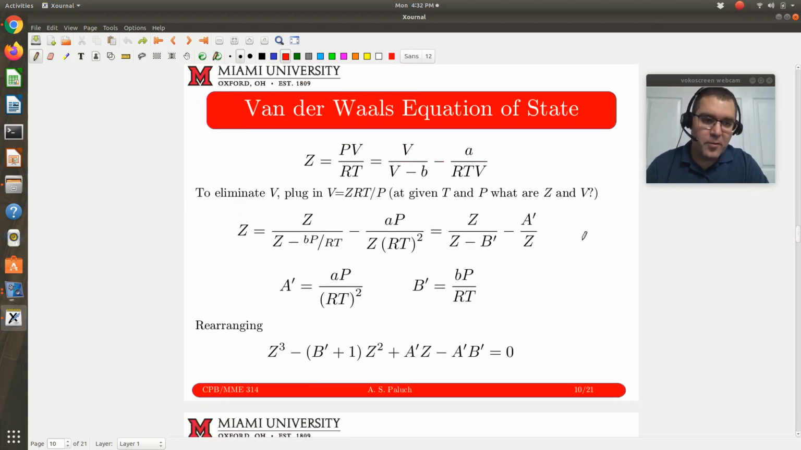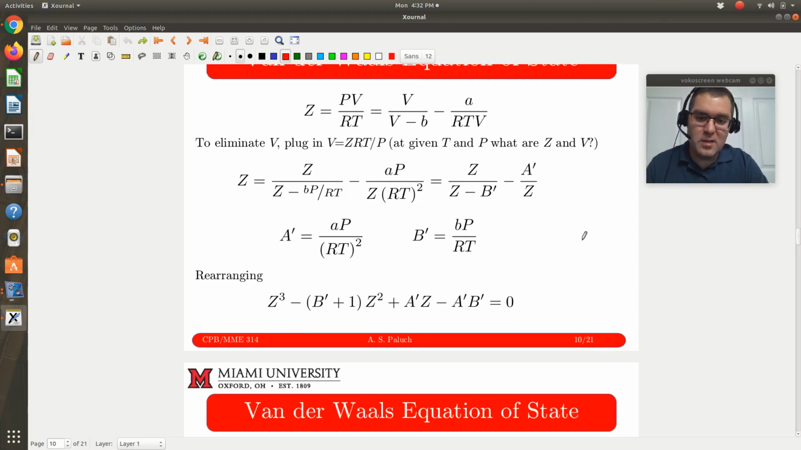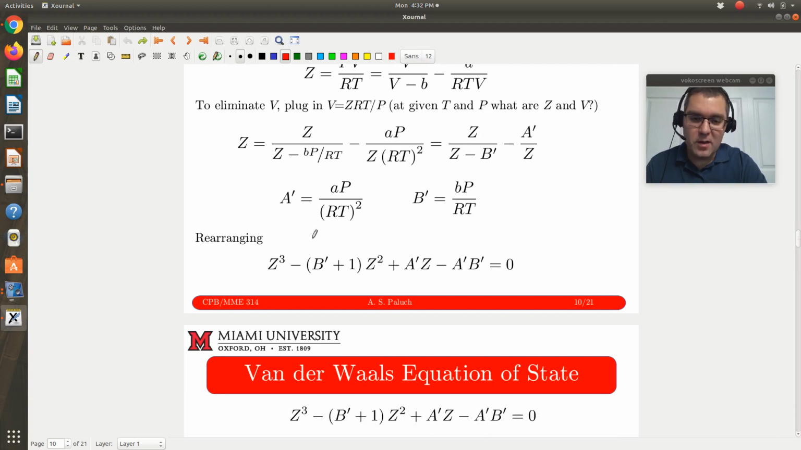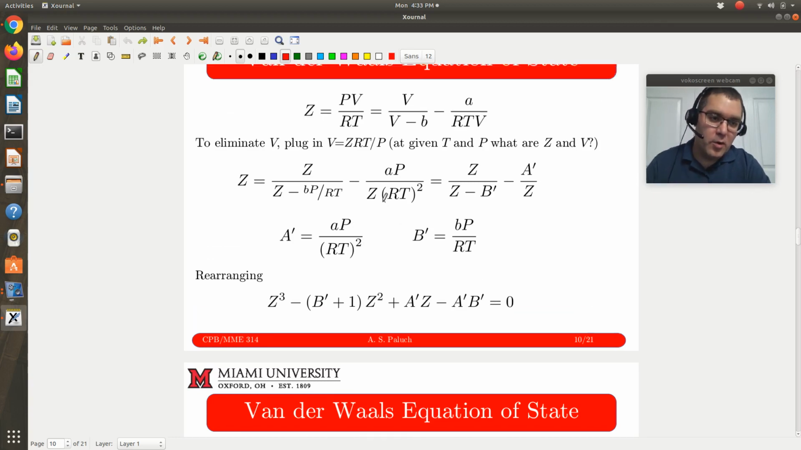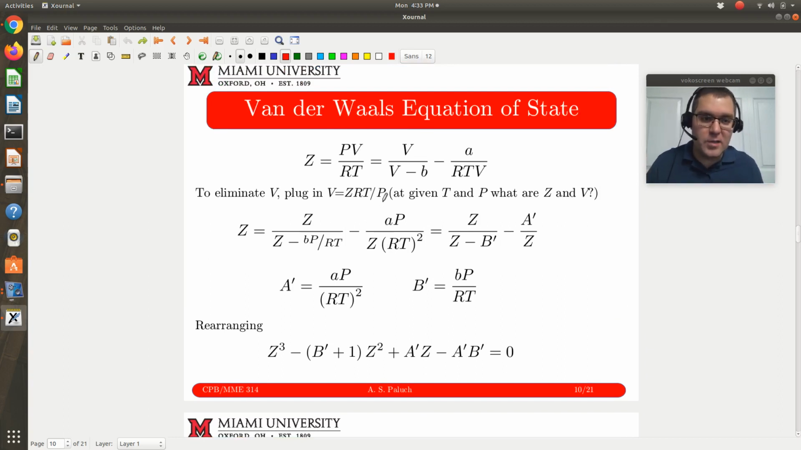So if you were to go back to the van der Waals equation of state, substitute in the definition of compressibility, and then solve for Z, what you end up with is an equation which is cubic in Z. Here we've just introduced some additional parameters, a prime and b prime, which are just functions of T, P, and then parameters a and b. So when you plug in the definition of compressibility and solve for Z, you end up with an equation that's cubic in Z. That's where you get cubic equation of state. We work with Z for convenience.